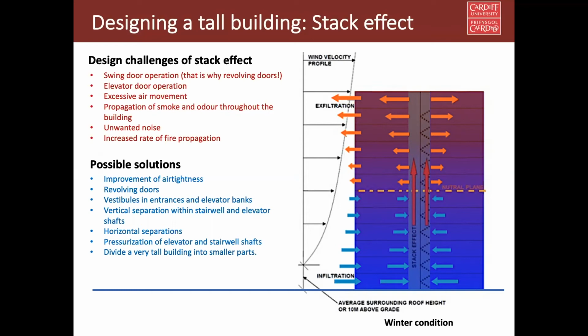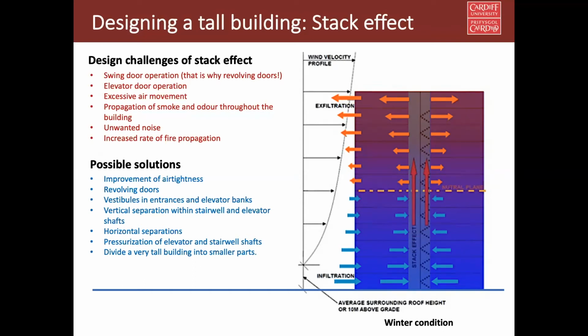Number four is vertical separation within stairwell and elevator shafts. So rather than having a long shaft going up until that height, if we break this height, that will break the stack effect as well. Horizontal compartmentalization helps. And another active measure is pressurization of elevator and stairway shafts. Sometimes they also pressurize the base of the ground floor so that can reduce the stack effect.